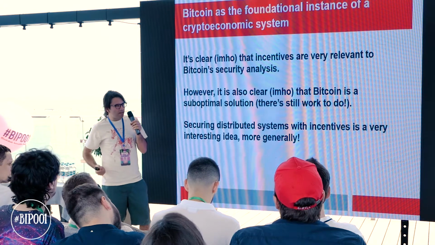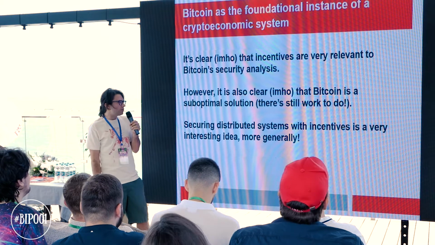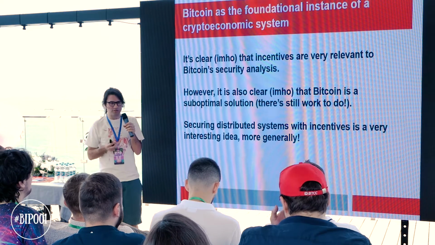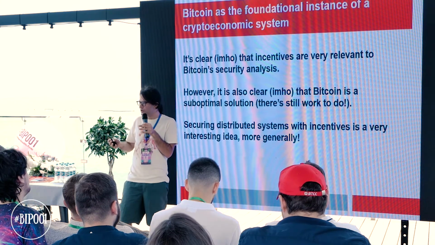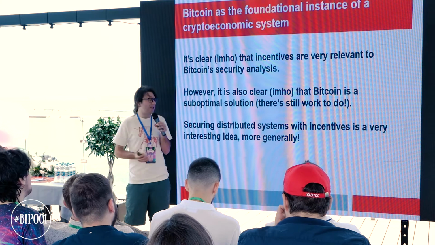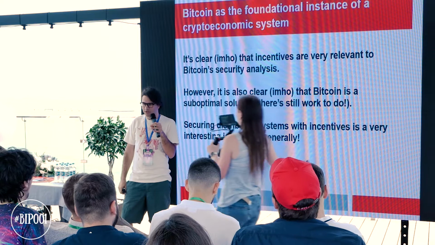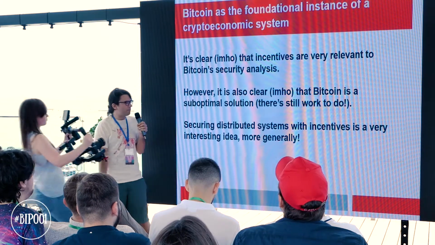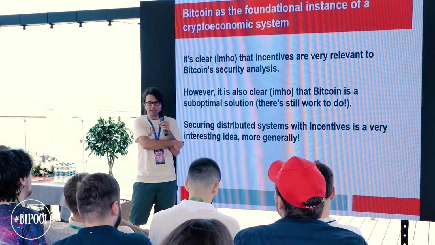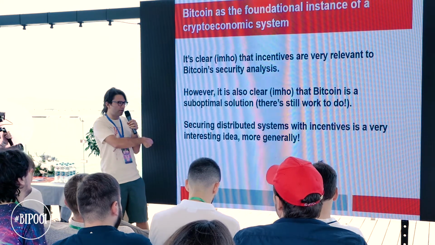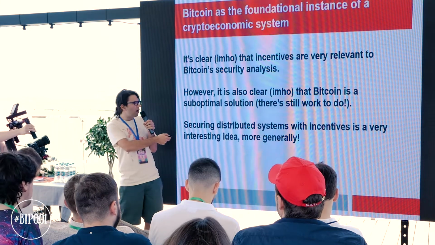So it's kind of clear to me that incentives are really relevant to Bitcoin. And it's also clear to me that Bitcoin is a suboptimal solution, so there's obviously some work to be done. But even if Bitcoin was optimal, there would still be more work to be done because we want to apply this principle of using incentives to secure distributed systems to other distributed systems rather than just to Bitcoin, because it's an interesting idea more generally. Maybe we can incentivize BitTorrent. Maybe we can incentivize other protocols that we rely on in a distributed system setting.